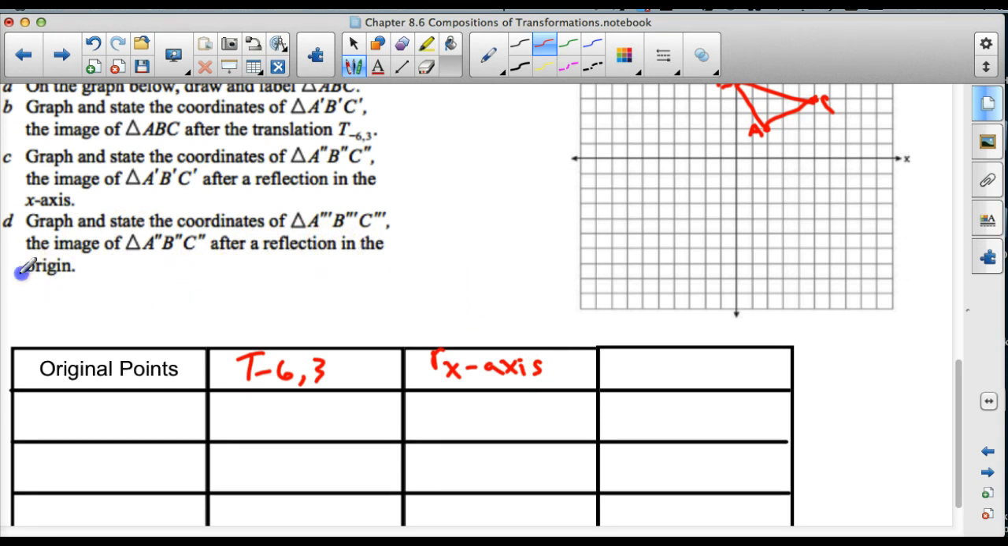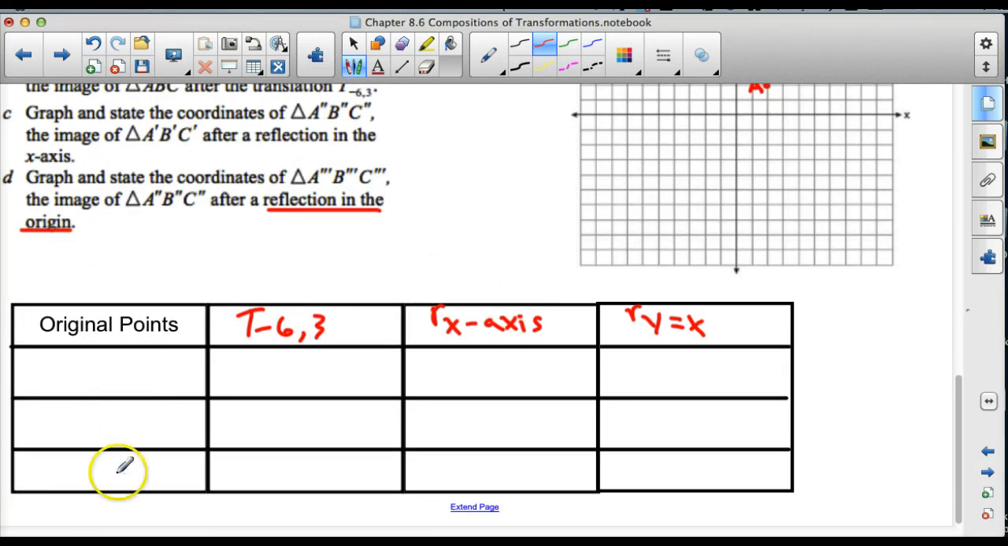All right, this is important because you've never seen that before. If you see reflection in the origin, what that means is a reflection in y equals x. So super, super important. If you see reflection in the origin, you think reflection in the line y equals x.